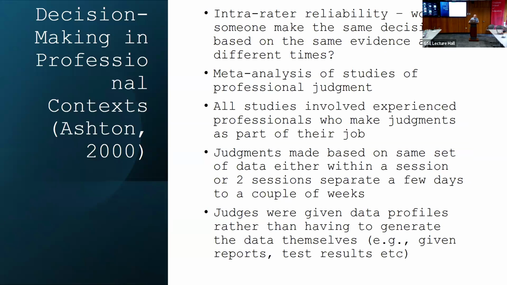Okay, so what I want to do is look at how people categorize and make decisions in other contexts, because we should have known about this. So Ashton looked at meta-analyses in a variety of fields and asked, basically, would somebody make the same decision if they used the same evidence at different times? They had these professional judgments where they looked at experts, professionals in these particular areas. They did this for a living.